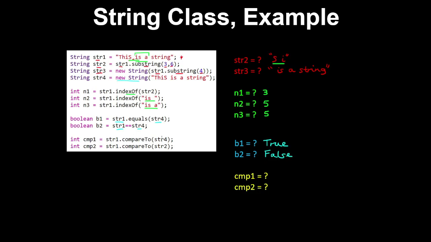Now comparing string 1 to string 4, we see that the strings are identical, and therefore the difference between them is 0. And in comparing string 1 to string 2, we compare the characters from left to right. So starting with T and S, we see that capital T is greater than capital S by 1, and therefore string 1 is greater than string 2 by 1. So effectively the characters are compared lexicographically from left to right.